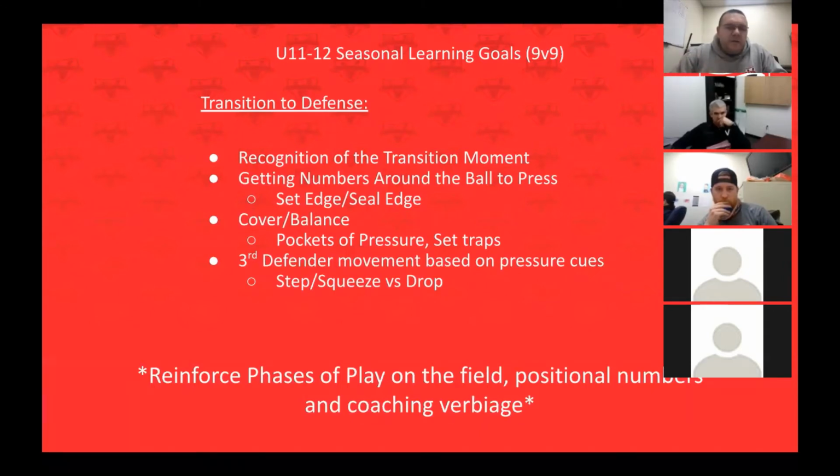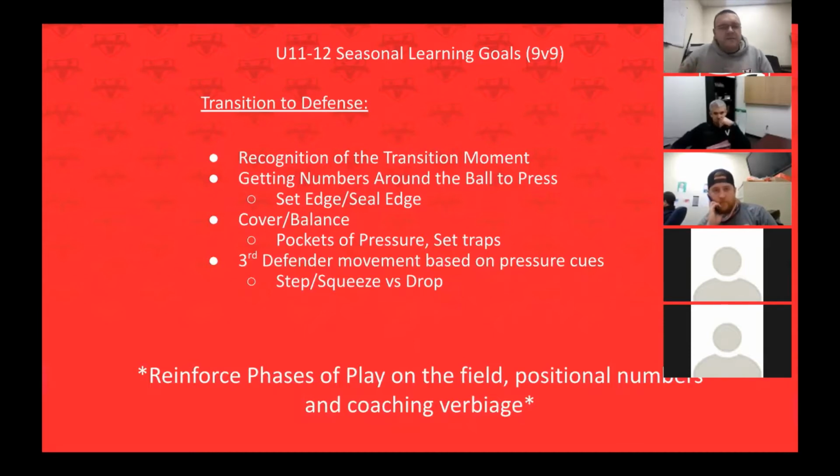Getting the numbers around the ball to press. So again, setting the edge, stealing the edge if we're high enough up the field. And then how does that change if we're not high enough up the field? So if we're defending, if we lose possession, hopefully not, but if we lose possession in our own defensive third, we don't necessarily want to seal the edge and force the ball back inside, because that's where the goal is. We may want to set an edge and really force the ball wide and deny service.